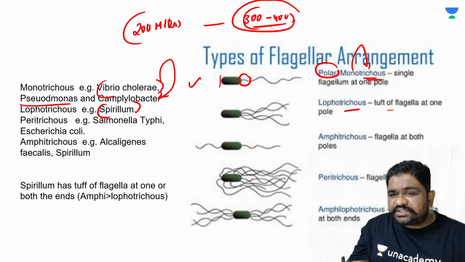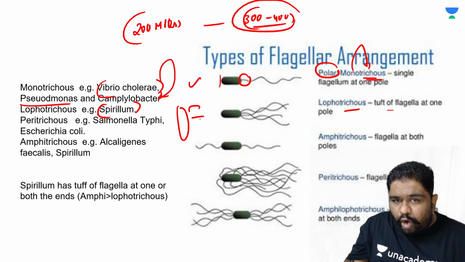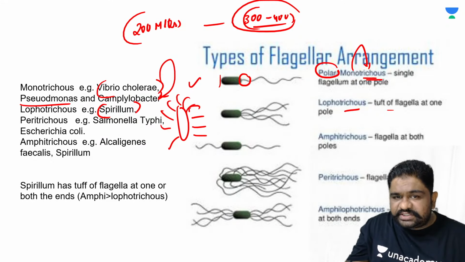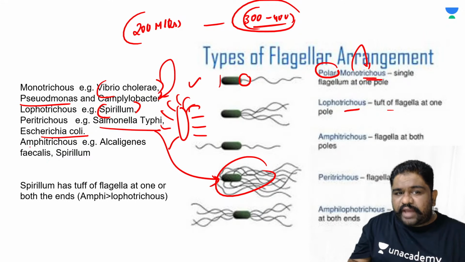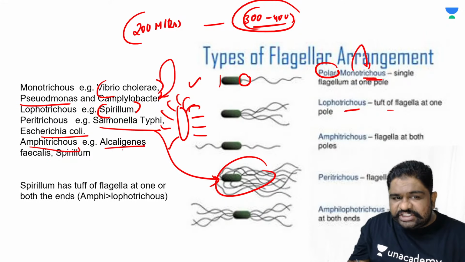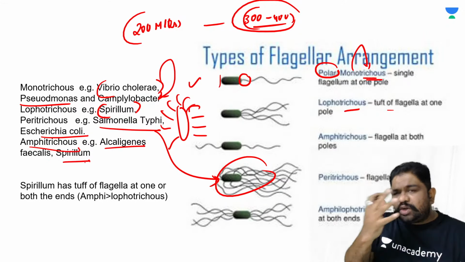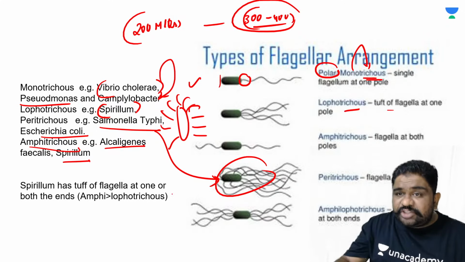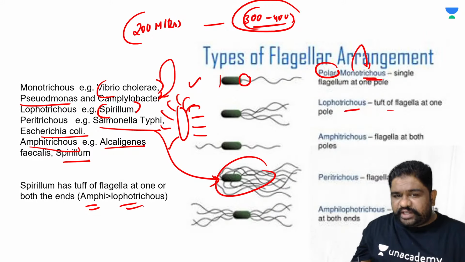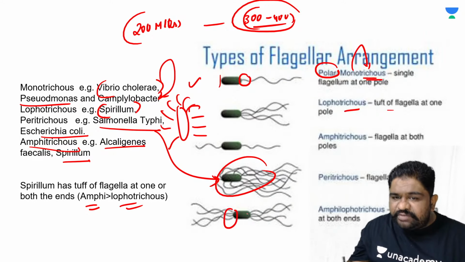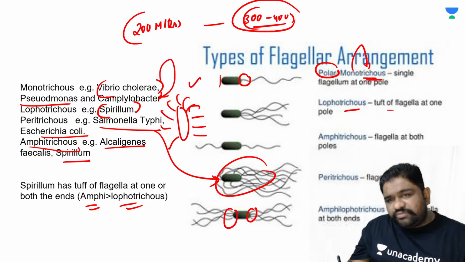What is Peritrichous? Flagella found all over the body is peritrichous. The best examples are Salmonella typhi and E. coli. When it comes to this particular area, you can have peritrichous flagella, then focus on Amphilophotrichous: Alcaligenes faecalis and Spirillum. What is the point about Spirillum? Spirillum can be found as both Amphilophotrichous and Lophotrichous. That is, the tuft of flagella can be found at both ends, or sometimes at one end.